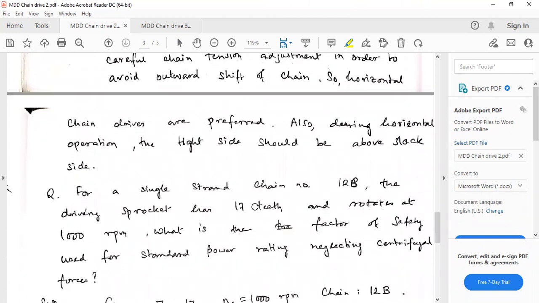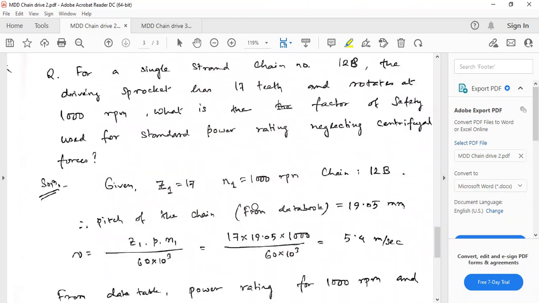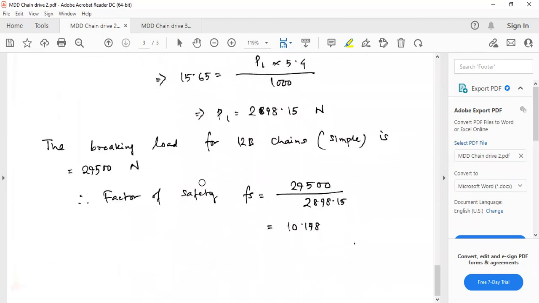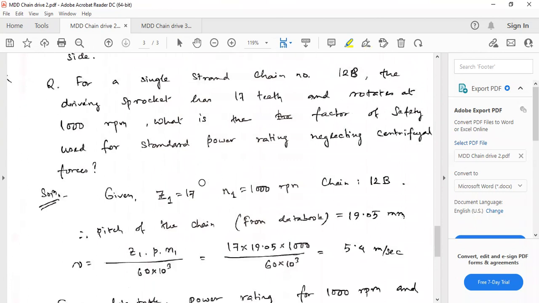Now here we have a short numerical. Let's go to the numerical. By the way, I cannot show you the data book here. In the data book, when you go to chain drive, you'll see some values of breaking load from the bottom.